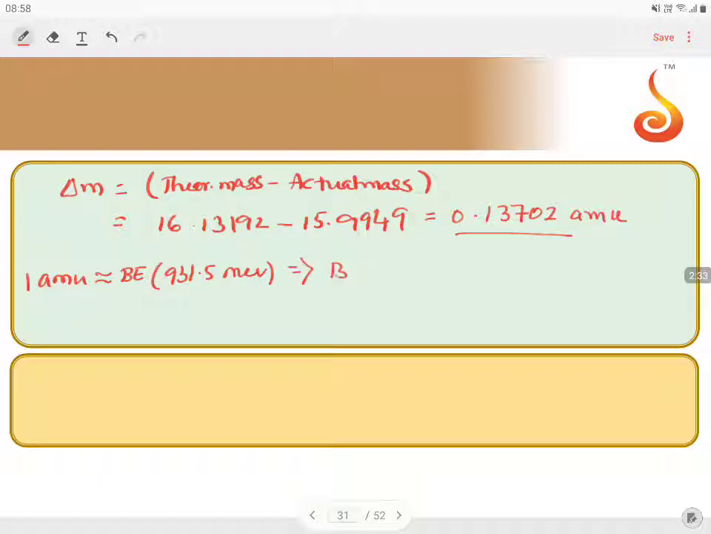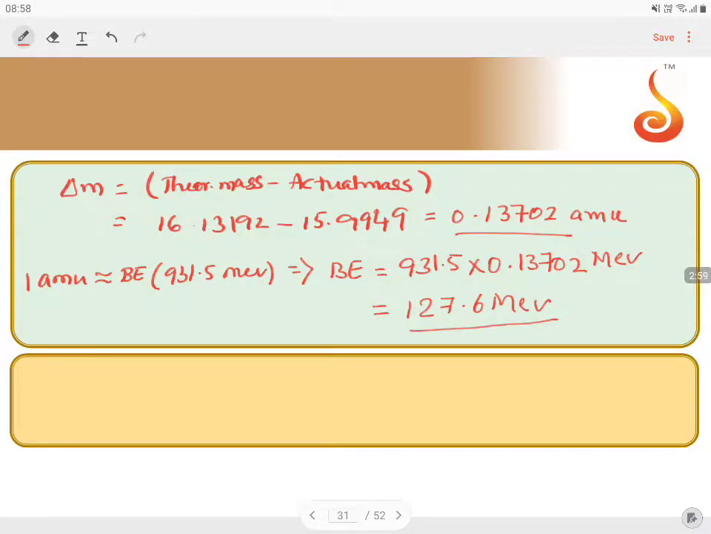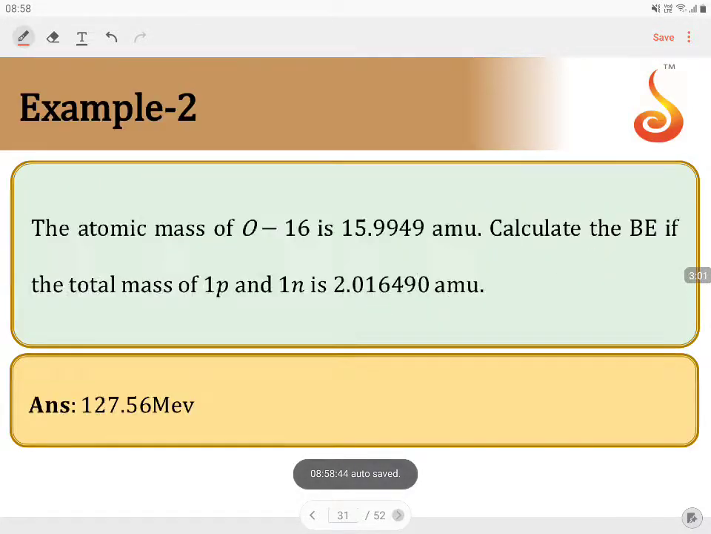So, the total bond energy is given by 931.5 into 0.13702, which is equivalent to million electron volts. I can use the unit, and on calculation we get 127.6 million electron volts. So the answer we get is 127.6 million electron volts.